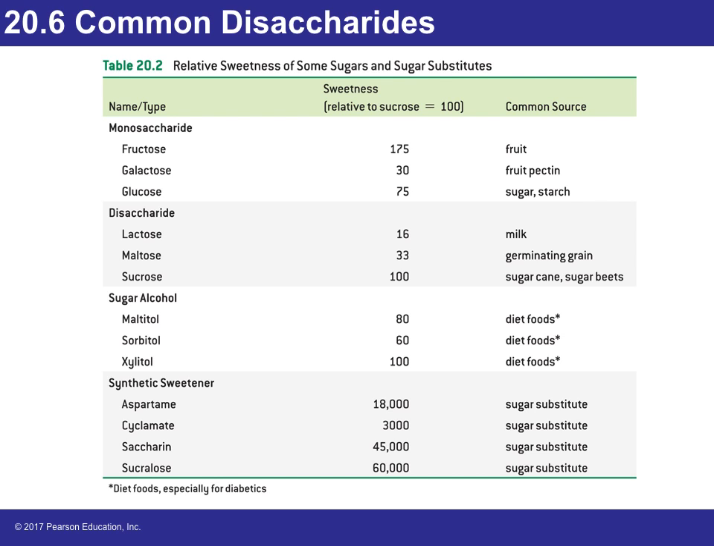So this is showing you here the relative sweetness of some sugars and sugar substitutes. So we look at here fructose, galactose, glucose, and all sweetness is relative to glucose, which starts with the number 100. And where do you find them? So you look at here monosaccharide, disaccharide, sugar alcohol, and the sweetener. You see that the sweetness can be 18,000 relative to the sucrose that would be 100. Those are sugar substitutes.